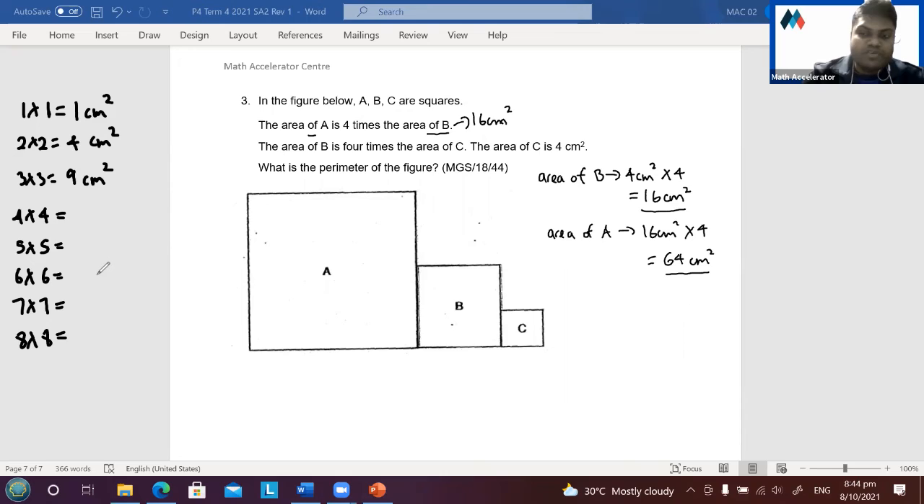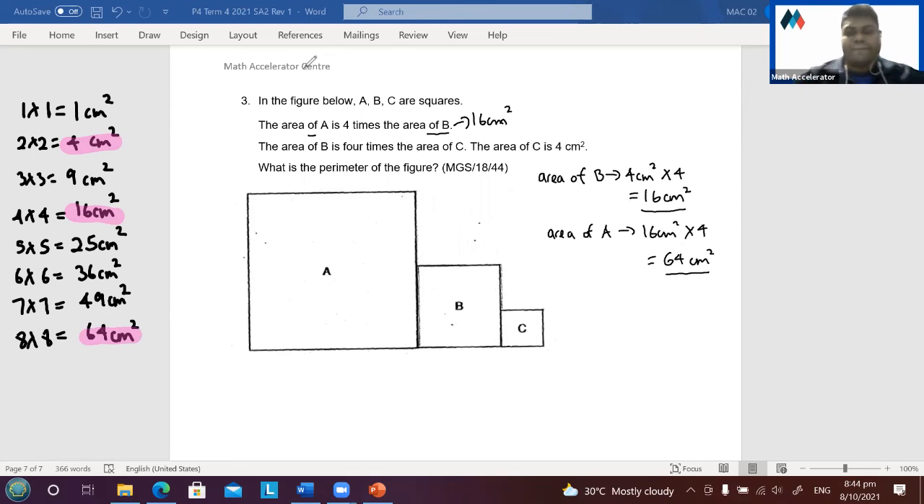Okay, 4 times 4, and now you should know it's 16 cm squared. 5 times 5, 25. 6 times 6, 36 cm squared. 7 times 7, 49 cm squared. 8 times 8, 64 cm squared. All right then, so go and highlight all the three areas. We got 4 cm squared highlighted. We got 16 cm squared highlighted. And we got 64 cm squared.